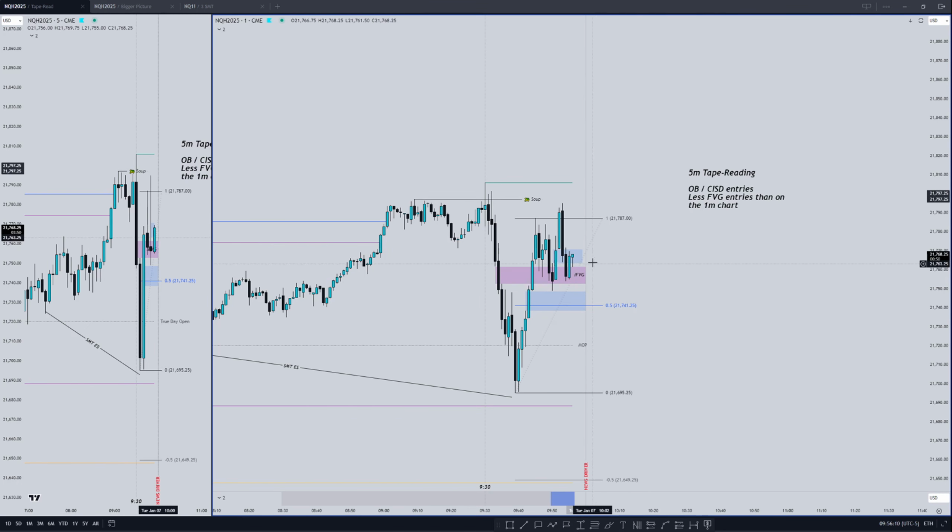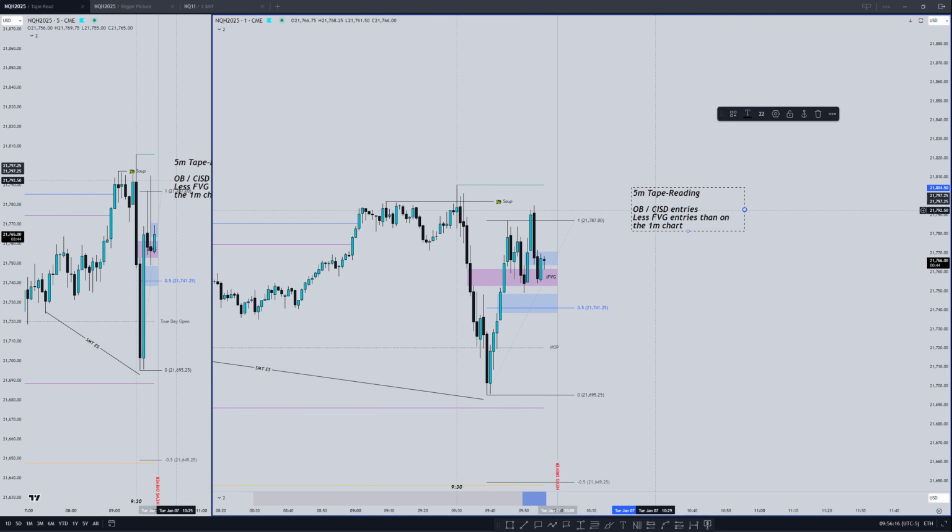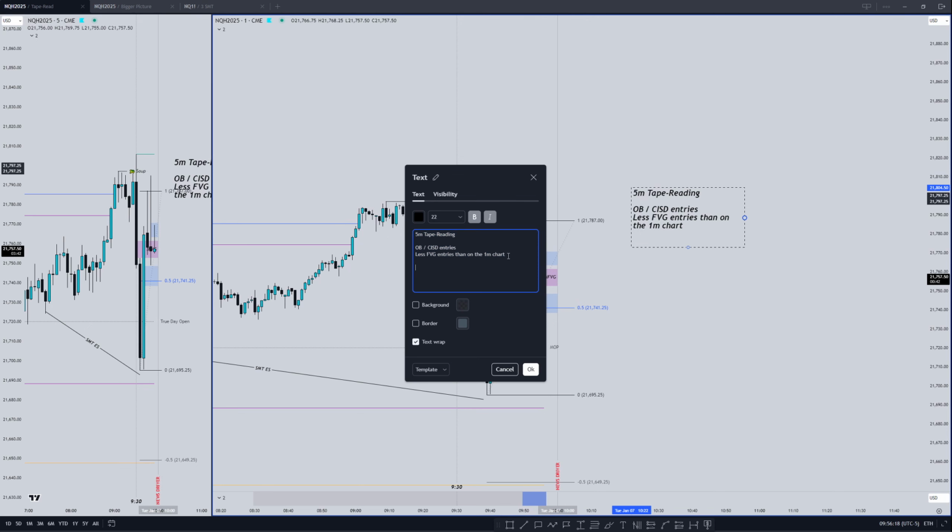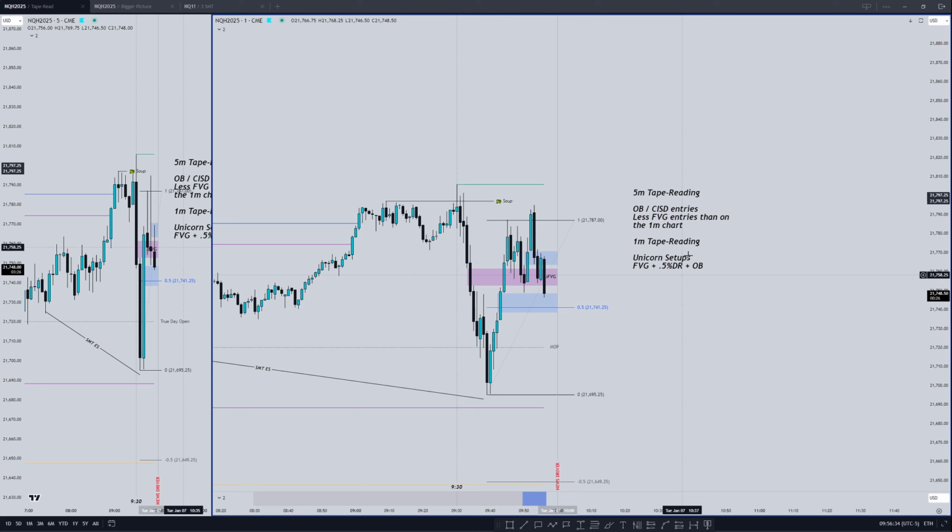The 1-minute is going to have a lot more gaps to trade. So if I was trading the 1-minute, I would strictly use something like 1-minute tape reading. You're going to be using unicorn setups, or fair value gaps in discount, we'll say plus 50% dealing range, plus another order block preferably.